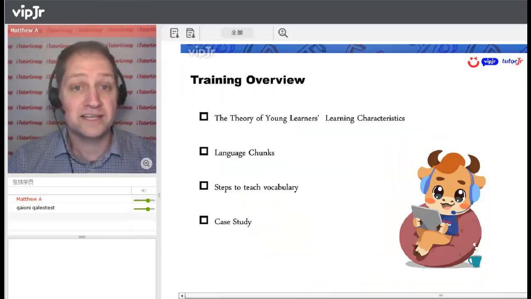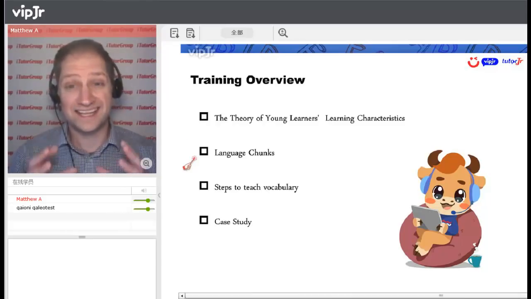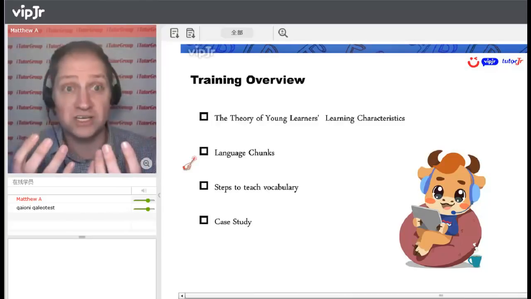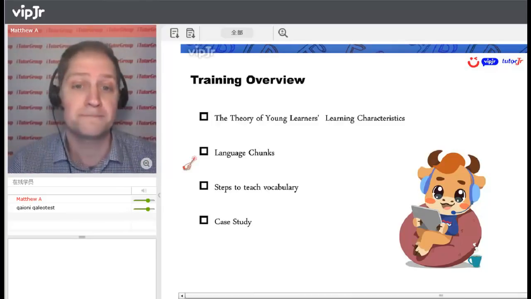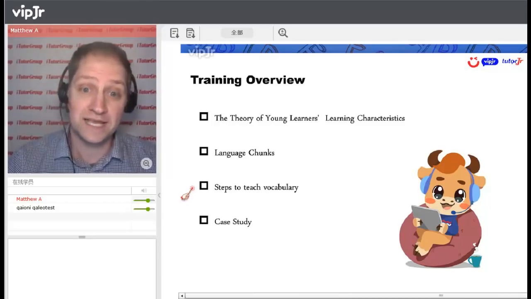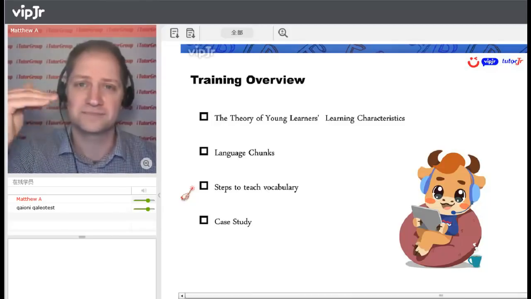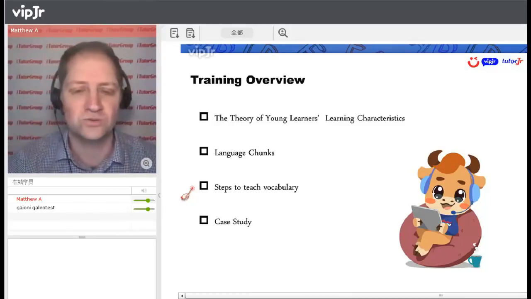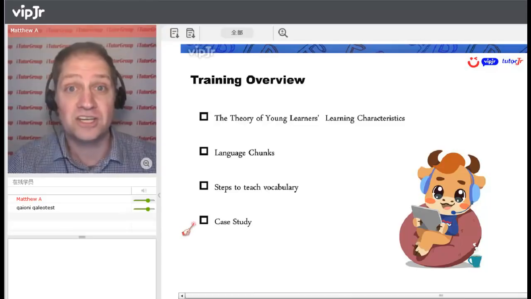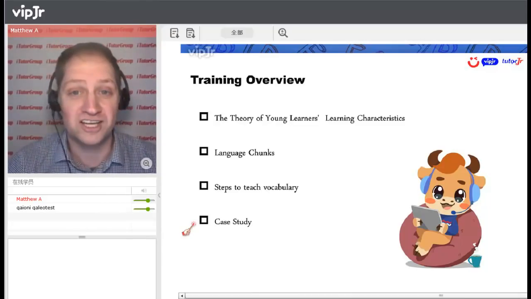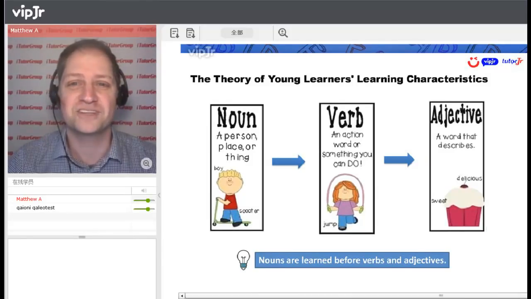We're going to briefly touch on the theory of young learners' learning characteristics. We'll look together at some language chunks. What are language chunks? When do we use them? Why do we use them? We'll also focus on steps to teaching vocabulary. So we'll look at practically how we can do this, avoiding all this reading. And finally, we'll look at a real-life example, a teacher and a student together. So let's make a start looking at the theory of young learners' learning characteristics.